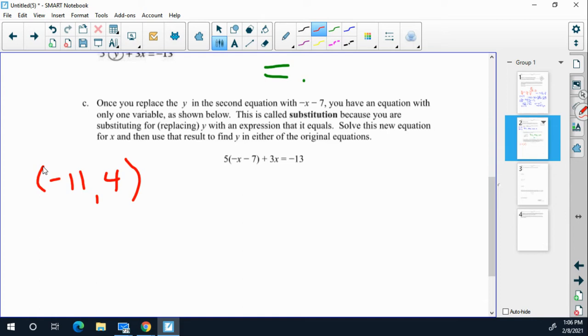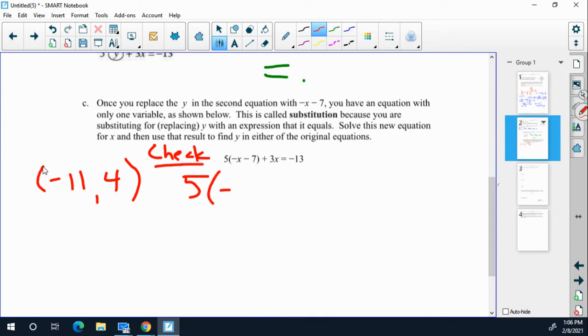All right, so 4 is Y, right? Okay, so I don't have Y in. I'm using this equation right now, and we'll worry about Y in a minute. So where do I put the -11? Right, where the X is. So that's what I need to write down. This is our check. This is how we check this to make sure it's right.